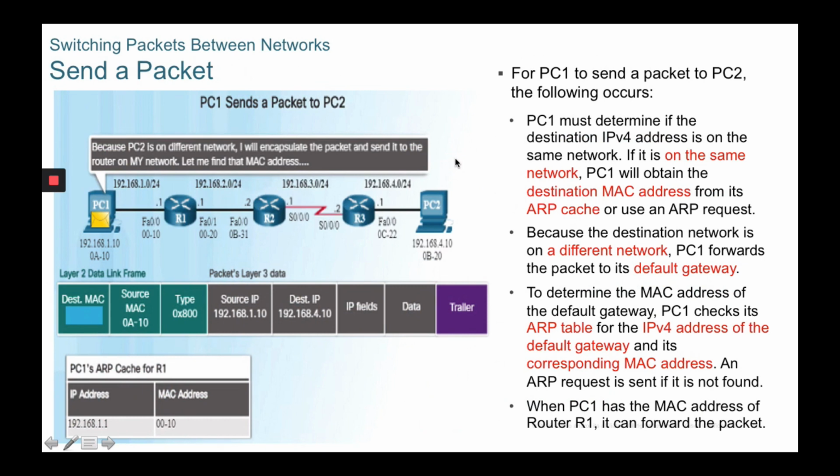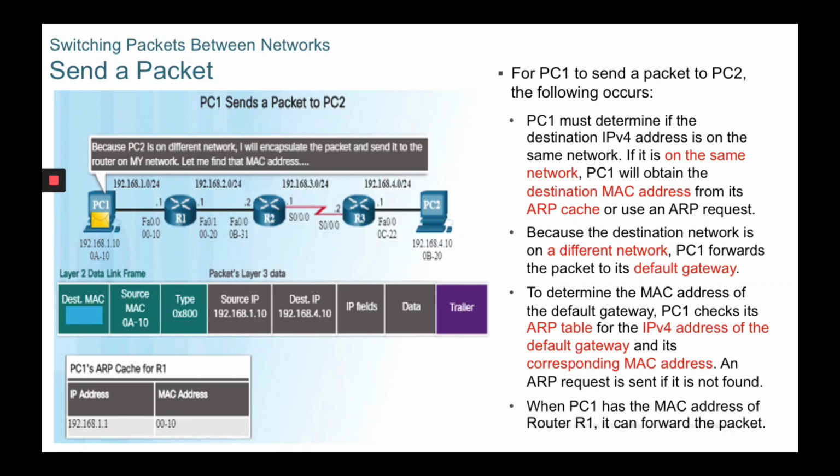Now let's look at the second example here. For PC1 to send a packet to PC2, the following occurs. PC1 must determine if the destination IPv4 address is on the same network. If it is on the same network, PC1 will obtain the destination MAC address from its ARP cache or use an ARP request. Now, because the destination is on a different network, PC1 forwards the packets to its default gateway.